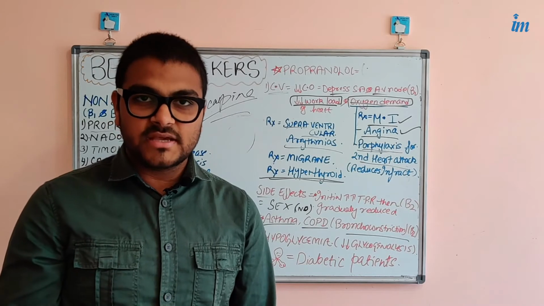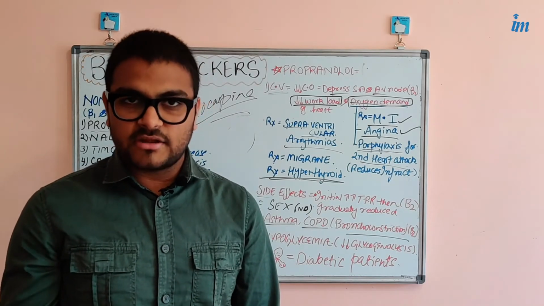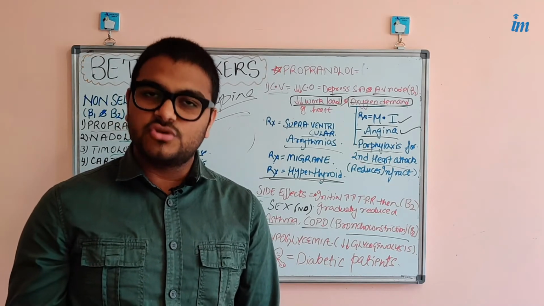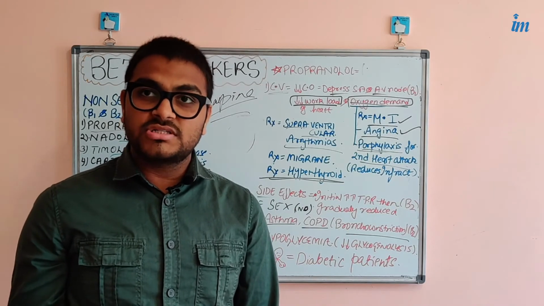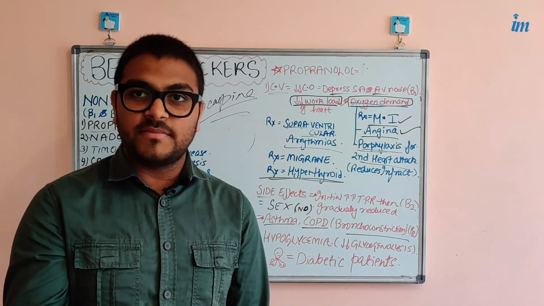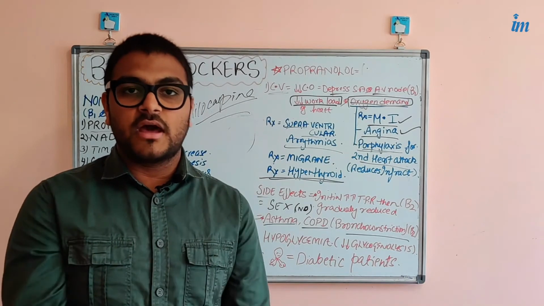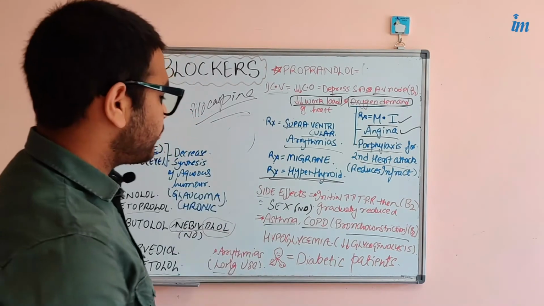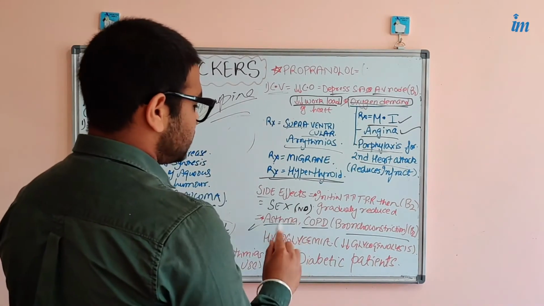So please take the history of the patient, whether he is asthmatic or not, whether he has a history of COPD or not. Do not just give any patient a non-selective beta blocker if you are suspecting hypertension in the patient. So never use it in asthma or COPD.